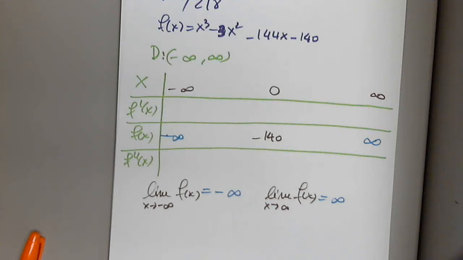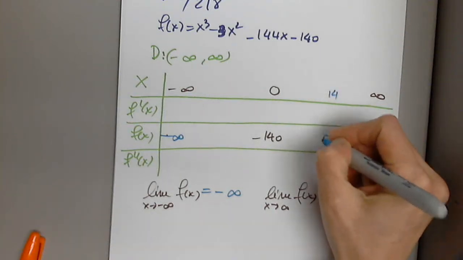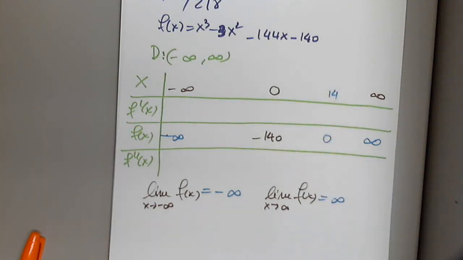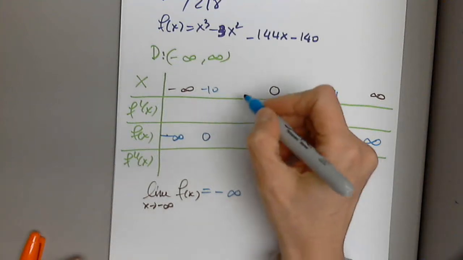So I'm going to copy them for now. And we can do this with any calculator. So for now, I have 14, negative 10, and negative 1.